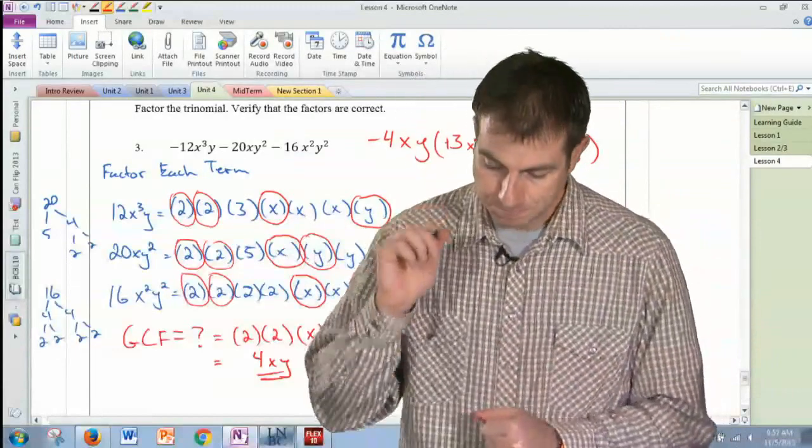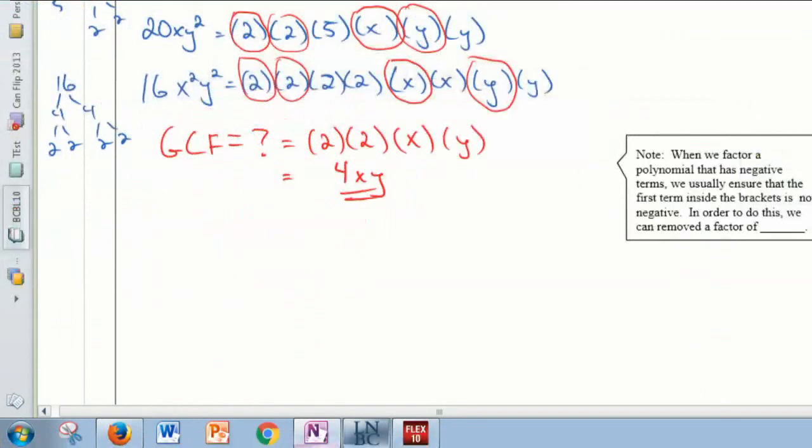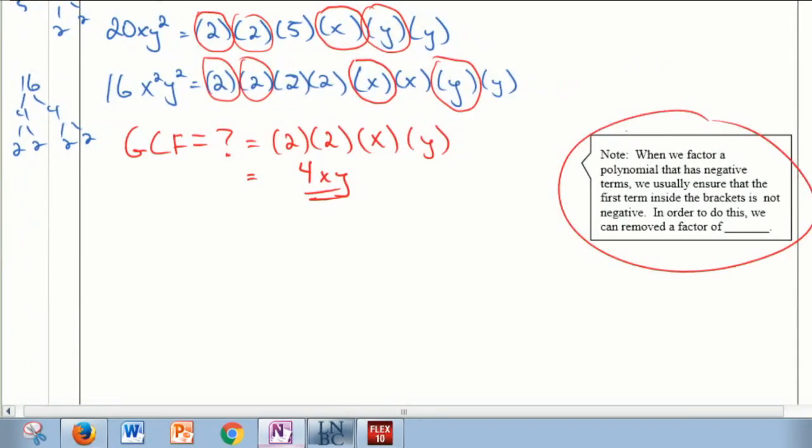So a couple more points about this question. There's the note over here on the side. When we factor a polynomial that has negative terms, we usually ensure that the first term inside the brackets is not negative. So in order to do this, we can remove a factor of negative 1 from everything. And essentially by pulling out a negative 1, it's just going to flip the signs of everything. And I think Abby mentioned that before. About the negative 4. Yes, she did.